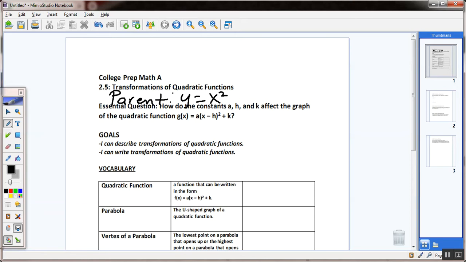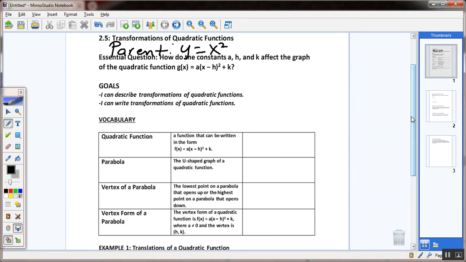All right, I need a volunteer to read an essential question for me. How are we working with transformations of quadratic functions? Someone to read that for me? Thanks, Liam. How do the constants a, h, and k affect the graph of the quadratic function g of x equals a parentheses x minus h to the second power plus k? All right, very good. So we're trying to ask, what are these values, a, h, and k? What do they do to our function?